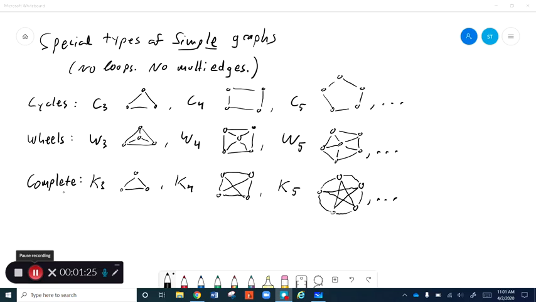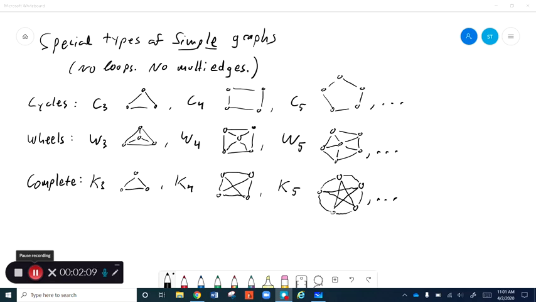Complete graphs are graphs that have the maximum number of edges while still being a simple graph. So basically every vertex is adjacent by an edge to every other vertex. Just kind of coincidentally, K3, K for complete as opposed to C for cycle, but K3 is exactly the same as C3 because that is already the maximum number of edges you can have. K4 looks a little bit like W4, except I want to make an important distinction between these two.